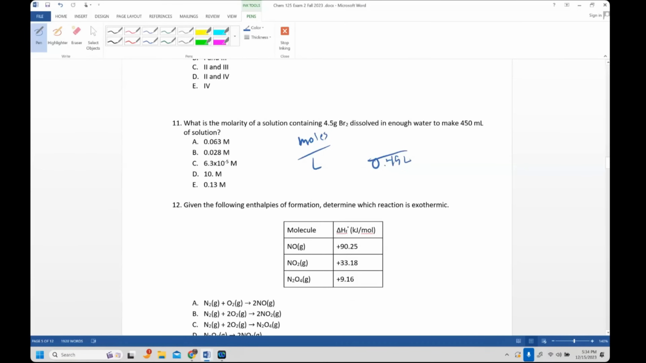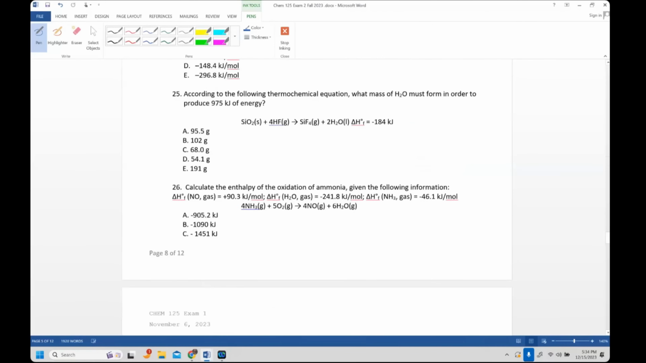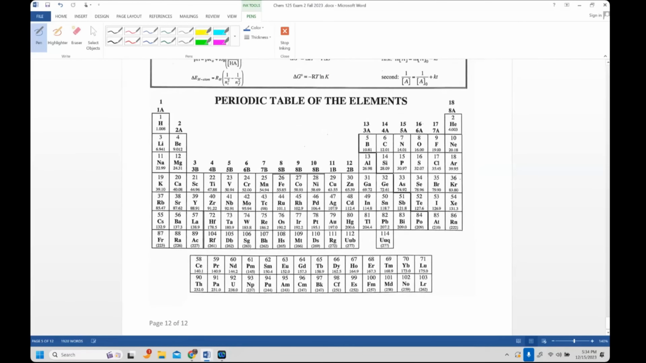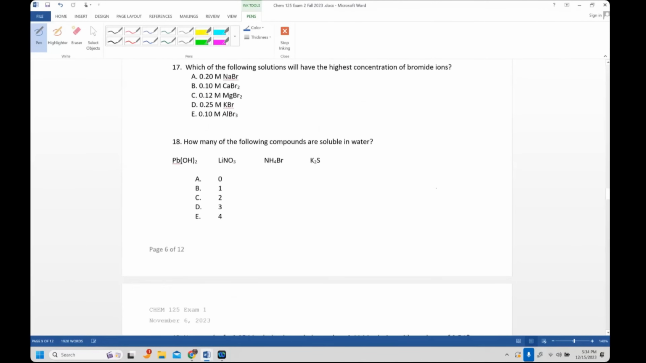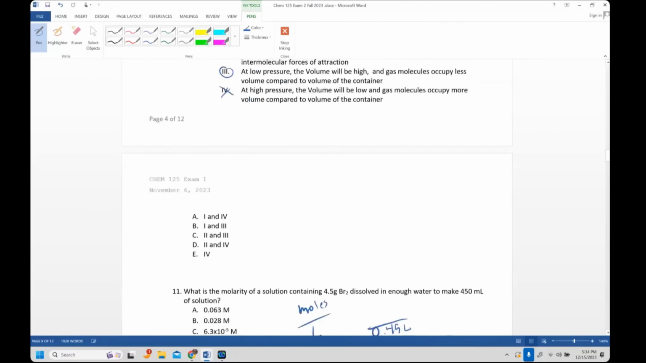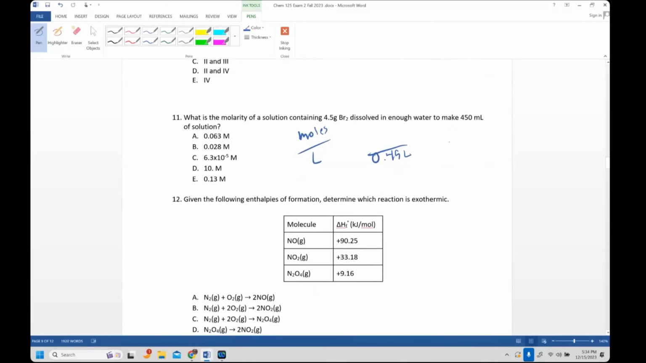So we need the molar mass of bromine. If we go down to our periodic table, bromine is 79.9. So 79.9 times 2 is 159.8. Back here, 4.5 divided by 159.8.